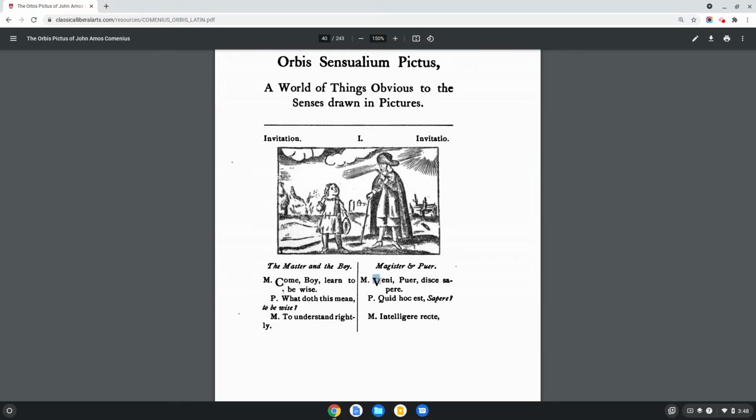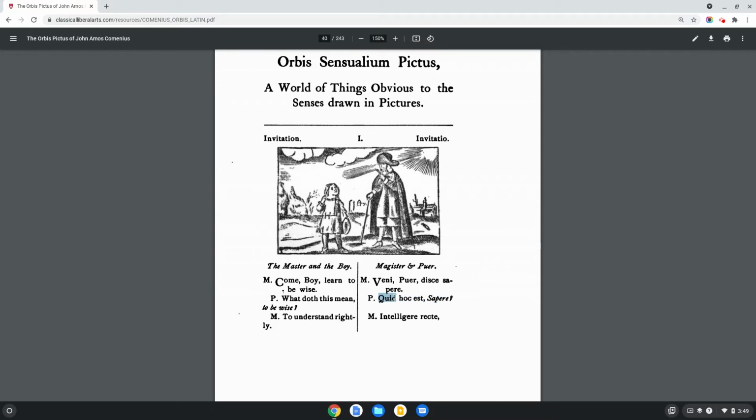Now, what you should do is look on each side of the lesson, learn the Latin word, veni, and then learn its English equivalent, come. Puer, boy. Dice, learn. Sapere, to be wise. And that's how you use these lessons to learn the vocabulary. Now the boy, the puer, responds to the magister and asks, quid hoc est sapere?